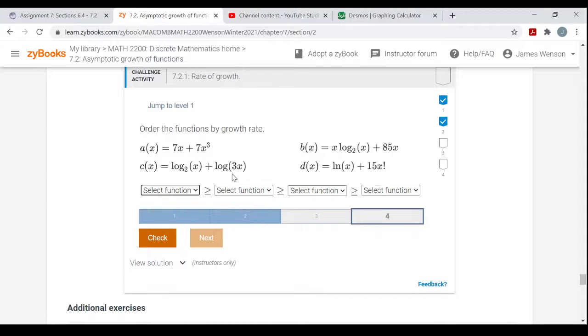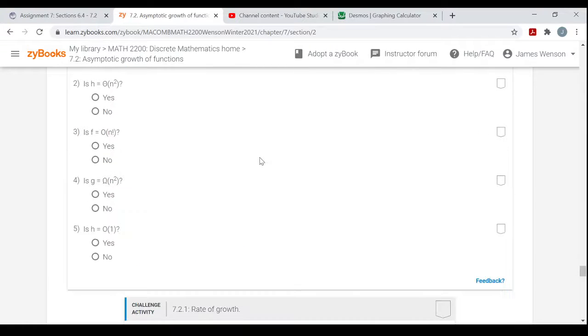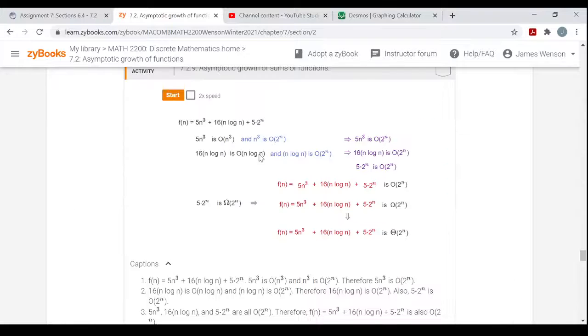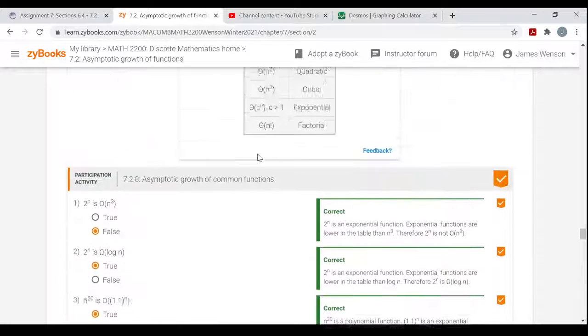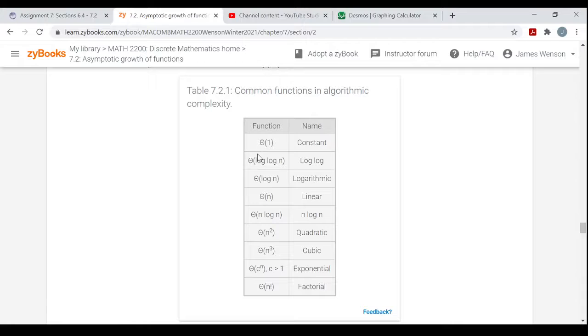Because remember, the sum of two logs, I could get this to be a single log. This is just a logarithmic growth rate. So again, just pay attention to what's the fastest, what's the slowest, and if you want, keep referring back to this chart here for rates of growth for different kinds of functions and how they compare.